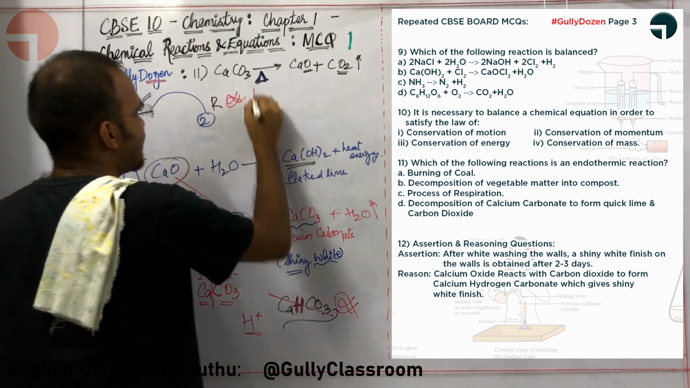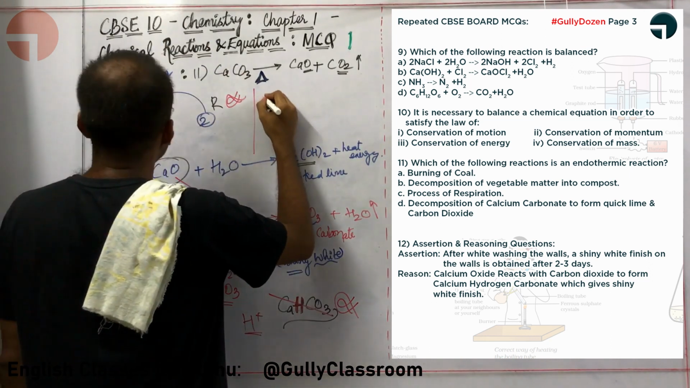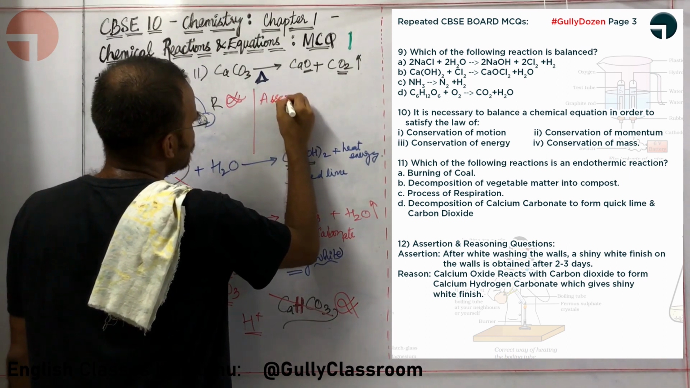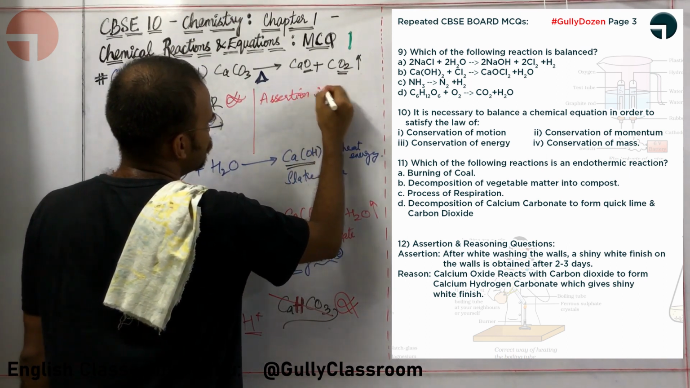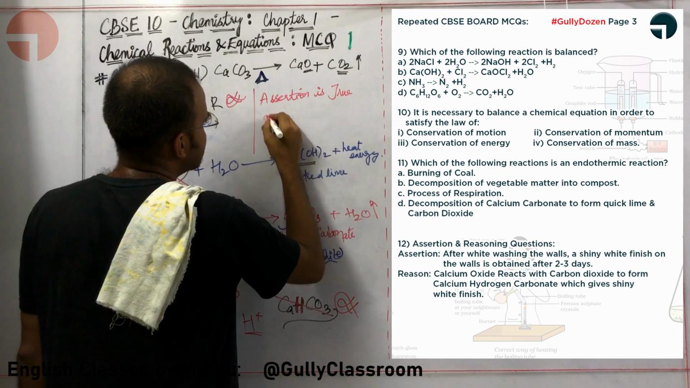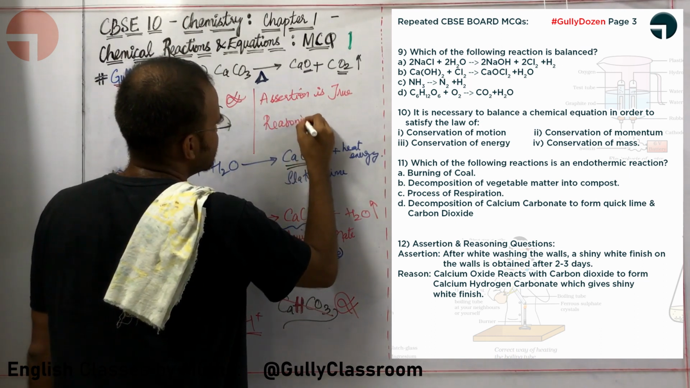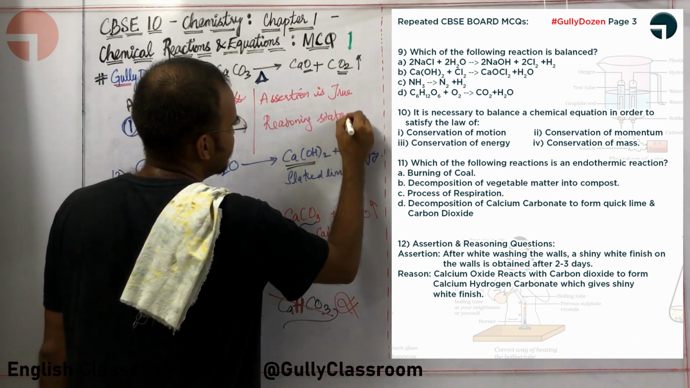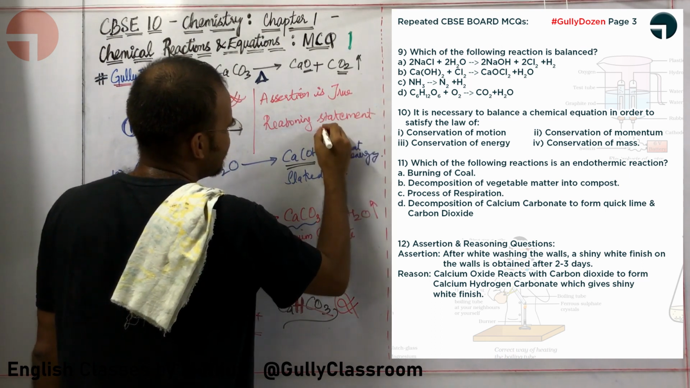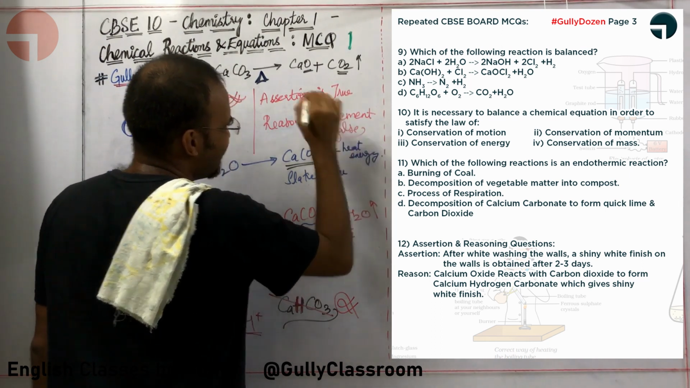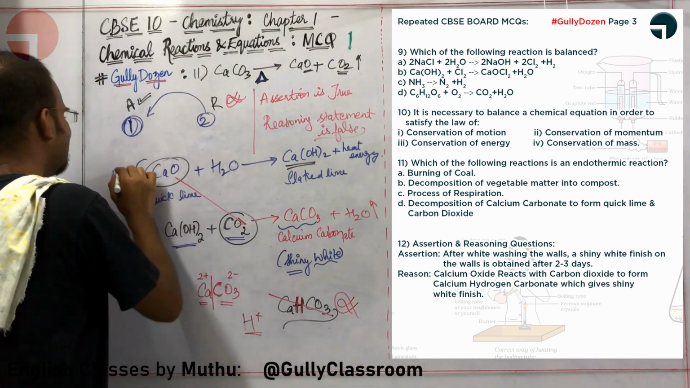Okay, so what is the answer here? The answer is assertion is true. I will write that assertion is true. Okay, sir. The reasoning is absolutely false. The reasoning statement is false. Yes, are you able to understand how I just got the 12th question?